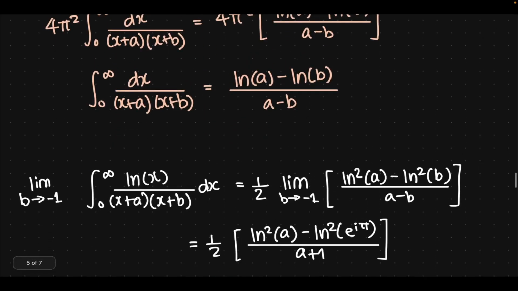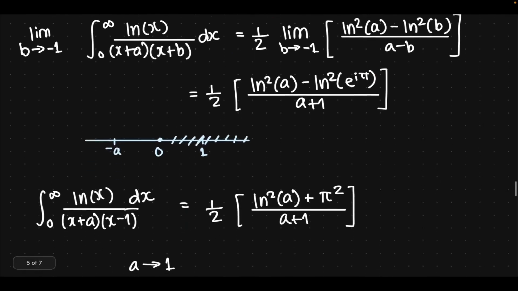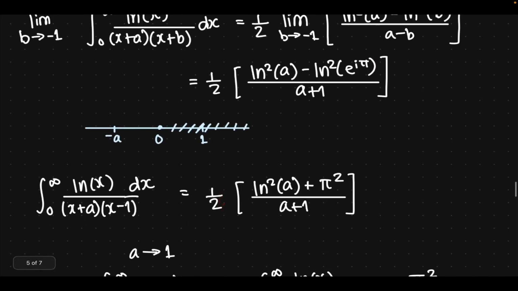Now we can also take the limit as b goes to minus 1. So that will give us one half times the limit as b goes to minus 1 of the expression we had. If b goes to minus 1, we'll have minus b, or minus 1, rather e to the i pi, the principal value. And we can expand that out to give us one half (ln squared a plus pi squared) over (a plus 1), because ln of 1 is 0.